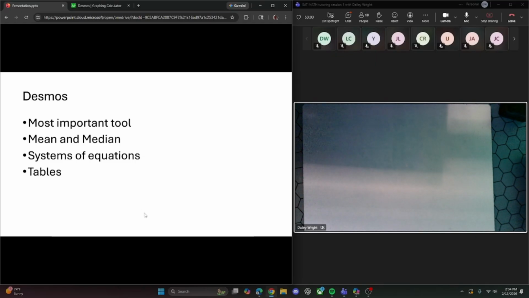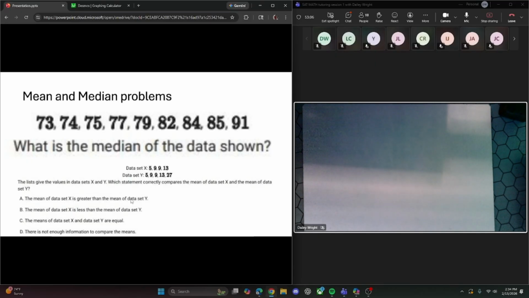So, Desmos stuff. First, we're going to go over mean and median. There really isn't too much to explain about mean and median. Mean is the average of a data set. Median is the middle number of a data set. And finding mean and median is the easiest thing ever with Desmos. There are some hard problems that you can't use mean and median for. I believe I included one in here. But for the most part, mean and median problems are easy.